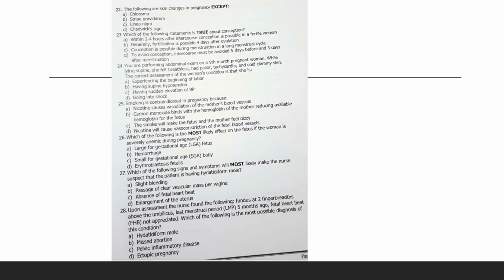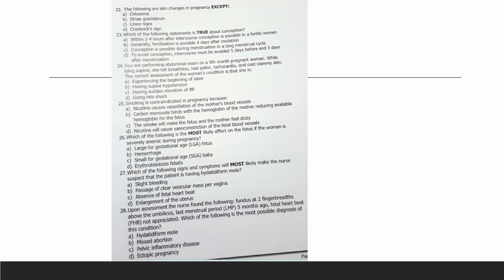Smoking is contraindicated in pregnancy because, 25, the answer is D. Okay, nicotine will cause vasoconstriction of the fetal blood vessels. 26. Which of the following is the most likely effect on the fetus if the woman is severely anemic during pregnancy? So 26, the answer is C. Okay, small for gestational age baby.